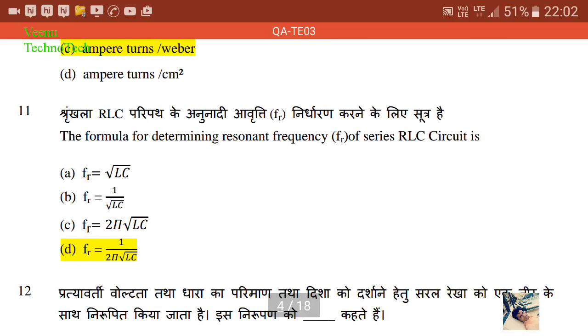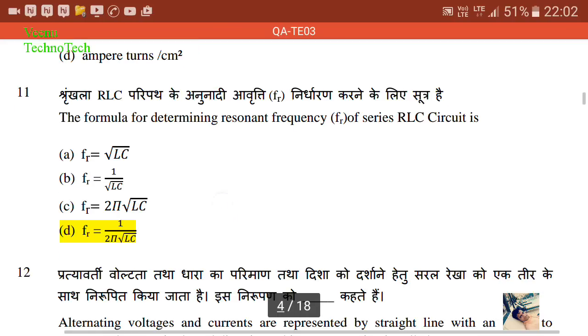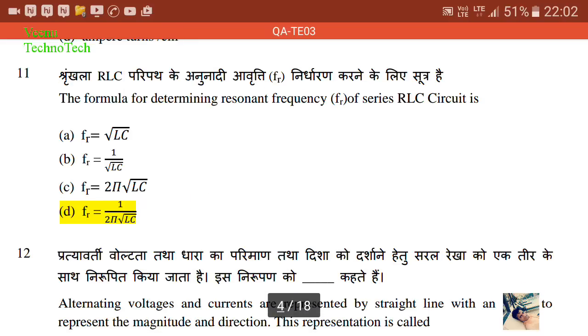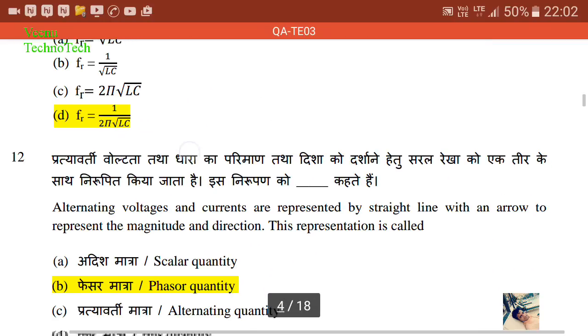11. The formula for determining resonant frequency FR of series RLC circuit. To find the resonant frequency of any tuned circuit, the formula is FR equal to 1 upon 2 pi root LC. Any resonant circuit, even if it is series or parallel. Next question.